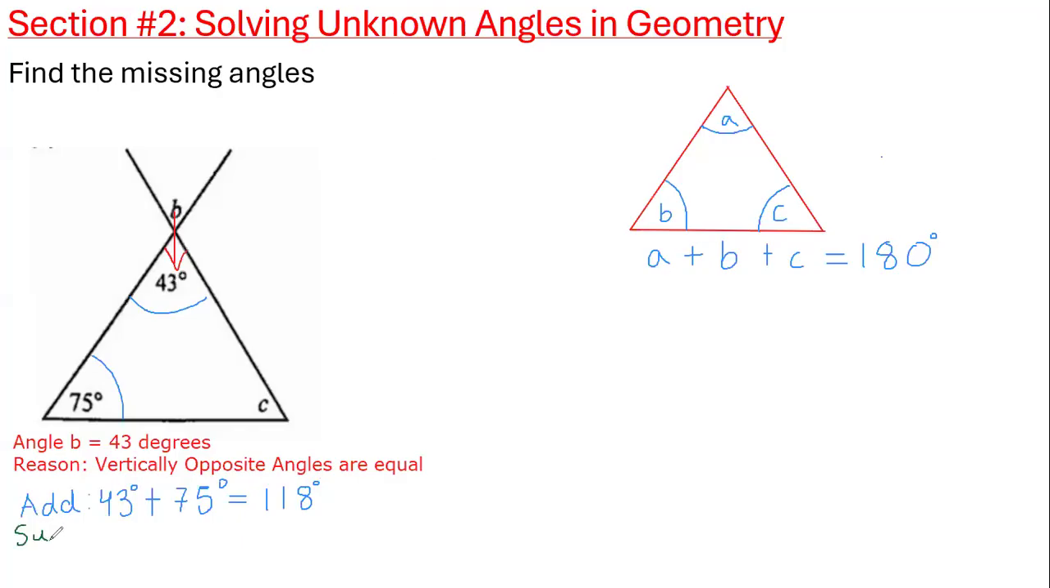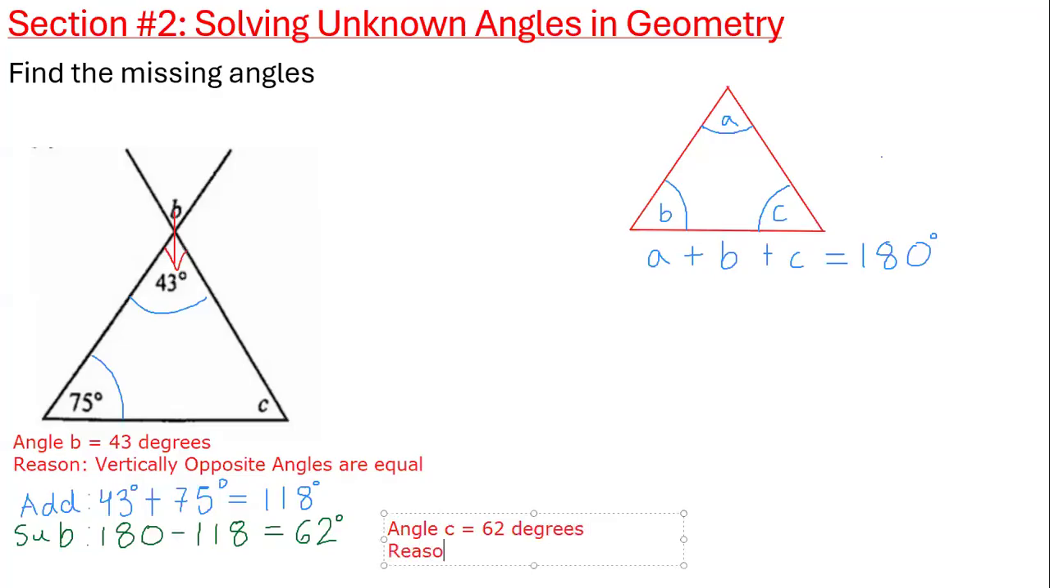We subtract from 180 because angles in a triangle add up to 180. So it's 180 minus 118, and when we subtract, we get 62 degrees. Very good. Which means that angle C is 62 degrees. Let's write that down. Angle C equals 62 degrees.